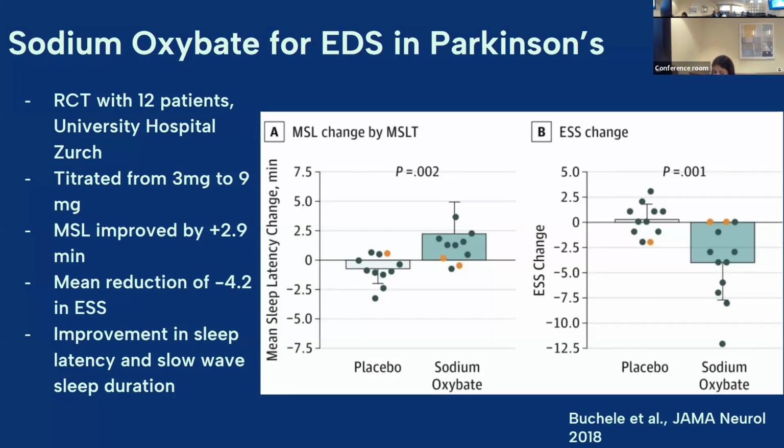Baseline measures: the MSL at baseline was 3 minutes, and 14.3 points on the Epworth Sleepiness Scale. Final doses of the study medication were 4.8 grams of sodium oxybate and 8.7 grams of placebo. Sodium oxybate improved excessive daytime sleepiness both objectively and subjectively. In the 12 patients, the MSL improved by 2.9 minutes and Epworth Sleepiness Scale by 4.2 points. You can see that here.